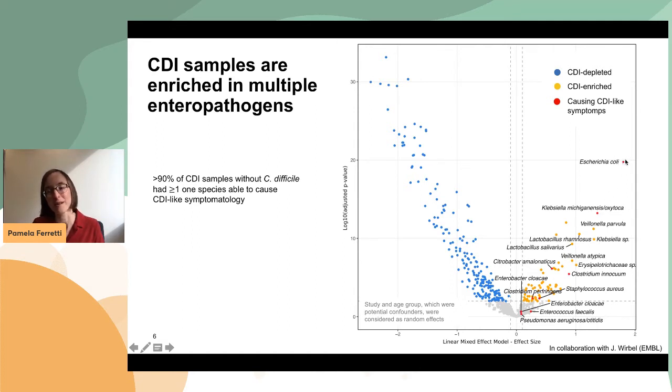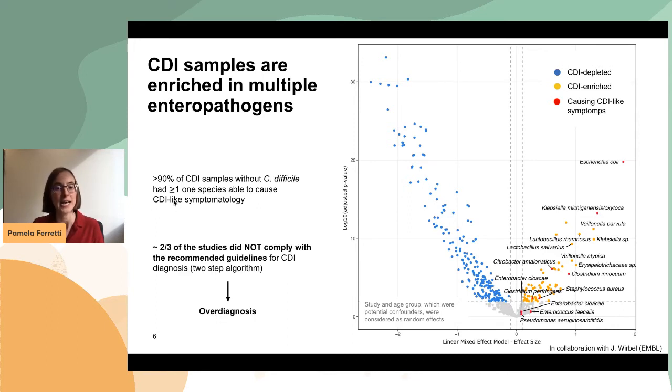In red, we highlighted the species that are able to cause a CDI-like symptomatology. And as you can see here, we have Escherichia coli, we have Klebsiella oxytoca, and a bunch of other Clostridia. So in more than 90% of the CDI samples that did not have C. difficile, we found at least one of these species that is able to cause a CDI-like symptomatology. And most importantly, and also very worrying, is that 2/3 of the studies that we included in our meta-analysis did not comply with the recommended guidelines for CDI diagnosis, really stressing the fact that we could be dealing with severe overdiagnosis.